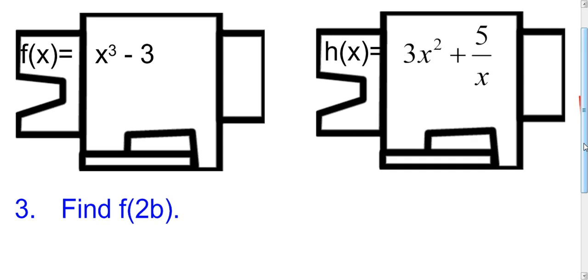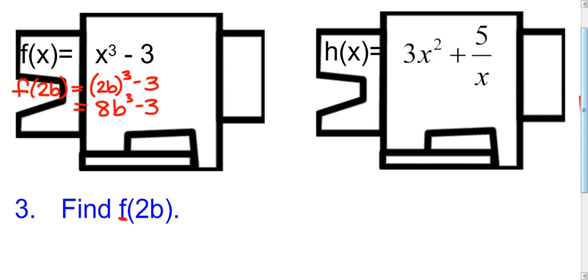and numbers also, but I also have some variables. Same process. F of 2b, and again, this is letter F, so I'm making sure that I use function F. Wherever I see an x, I'm going to replace it with 2b. So instead of x cubed, I'm going to go 2b cubed. When you cube this 2b, you need to make sure that you not only cube the b, but you cube the 2. So 2 cubed is 8, and b cubed is b cubed, so this becomes 8b cubed minus 3.